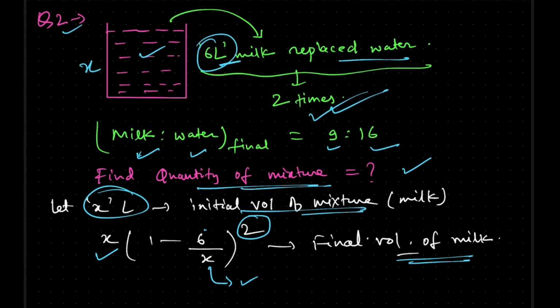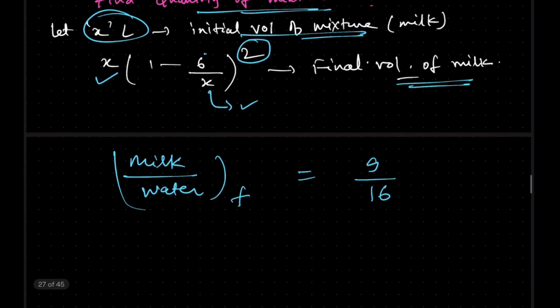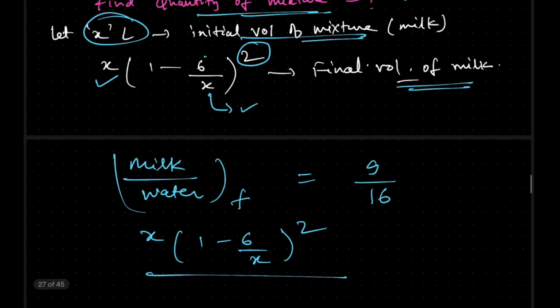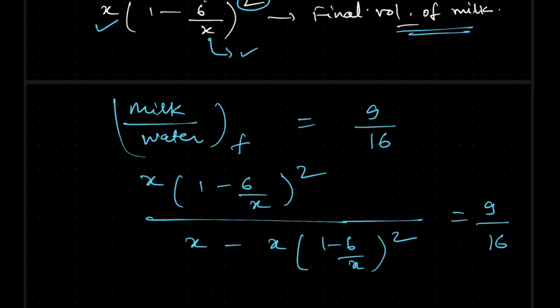Our milk to water ratio, final, is given as 9:16. So what is the milk amount? The milk amount is x into 1 minus 6 by x to the power 2, and for the amount of water, you subtract the amount of milk from the initial volume. So x times 1 minus 6 by x whole square equals 9 by 16. Now you have to solve this equation for x.